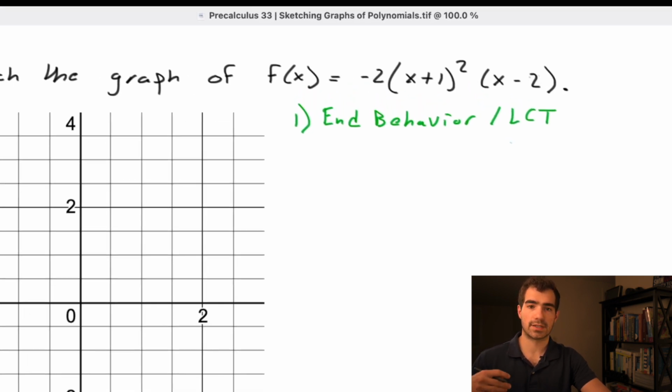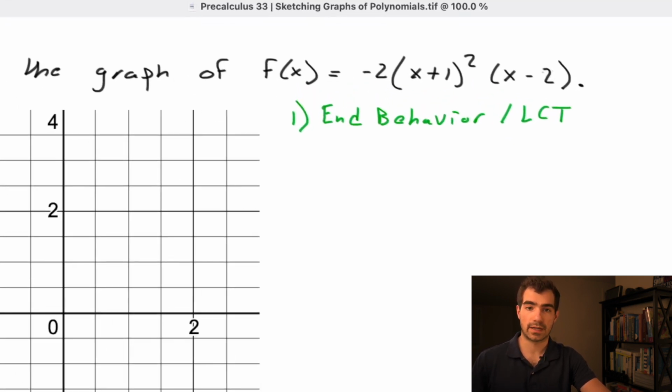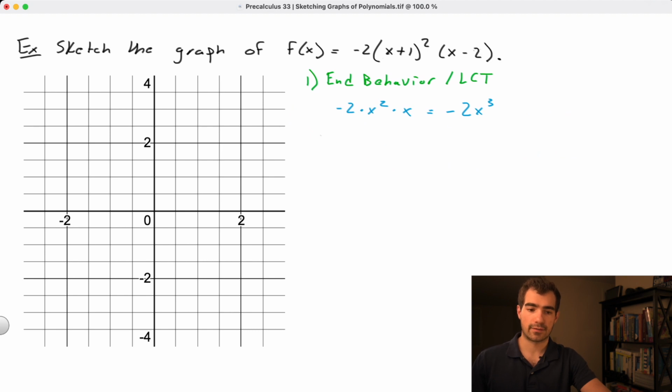Now here, since our function is not fully multiplied, in order to find that leading coefficient, we'll have to multiply all of the first terms here. And so we'll have negative 2 from here times x squared from here times x from here. And multiplying all of those out will give us negative 2x cubed. And so in particular, we have an odd degree and our leading coefficient a_n is less than 0, it's negative. And so what that tells us is that this will behave a lot like negative x cubed.